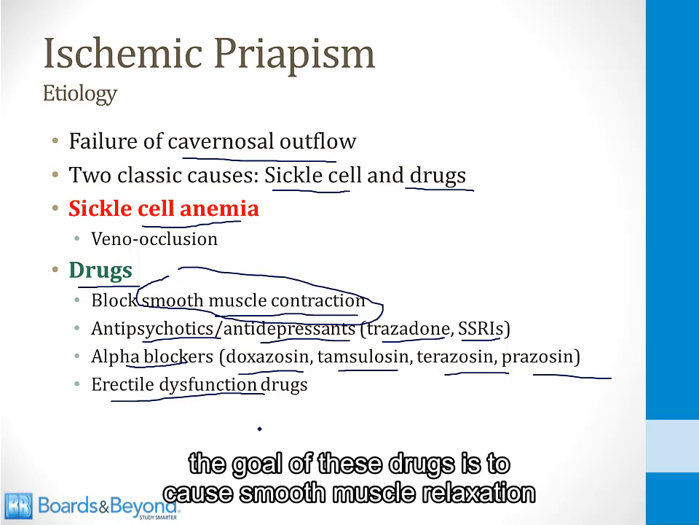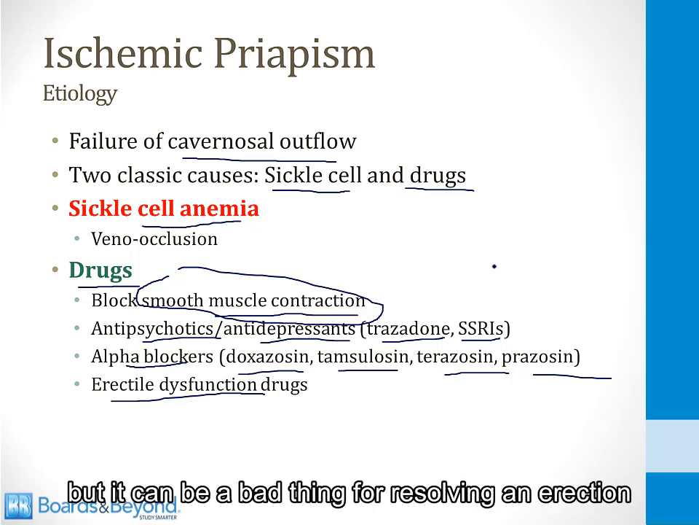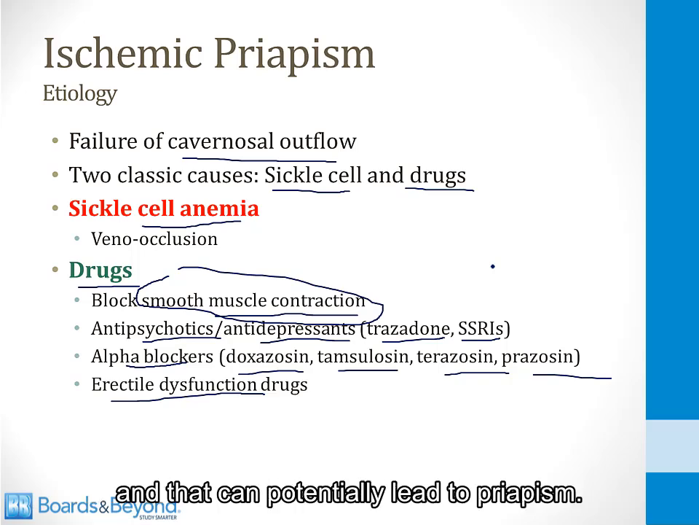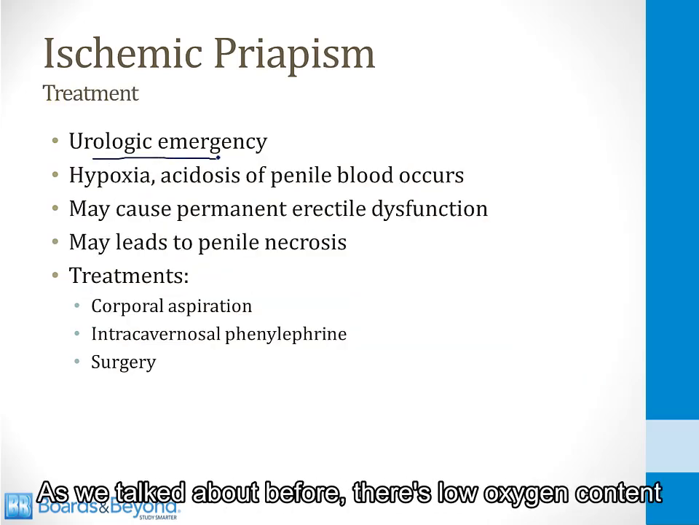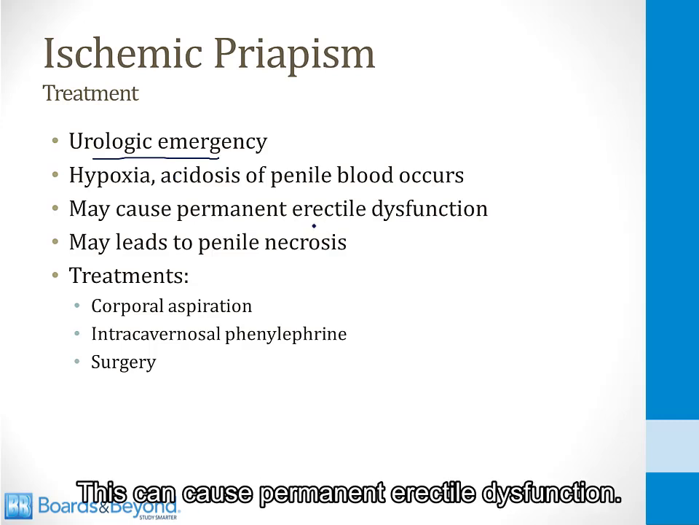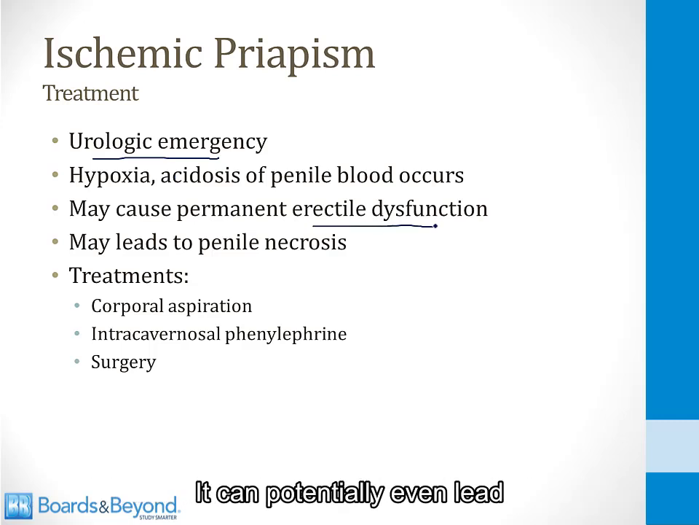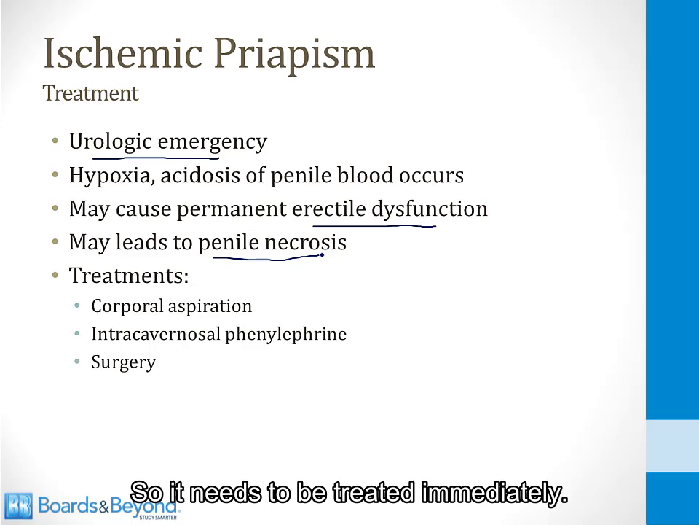The goal of these drugs is to cause smooth muscle relaxation in the penis. So that can be a good thing for causing an erection, but it can be a bad thing for resolving an erection, and that can potentially lead to priapism. Ischemic priapism is a urologic emergency. As we talked about before, there's low oxygen content and acidosis of the blood in the penis. This can cause permanent erectile dysfunction. It can potentially even lead to penile necrosis and gangrene, so it needs to be treated immediately.